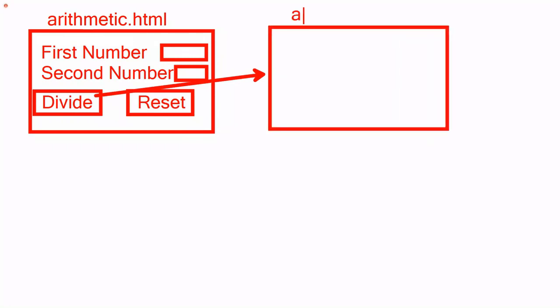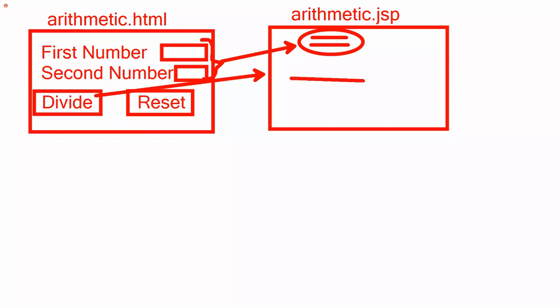arithmetic.jsp executed. Arithmetic.jsp. Here you'll enter one number. You'll enter one more number here. These two numbers received. Okay. Now these two numbers received. You will perform the task. You'll perform some task. Dividing, you'll write. Some code you'll write. Now you'll enter some first number, you'll enter second number, you'll divide.